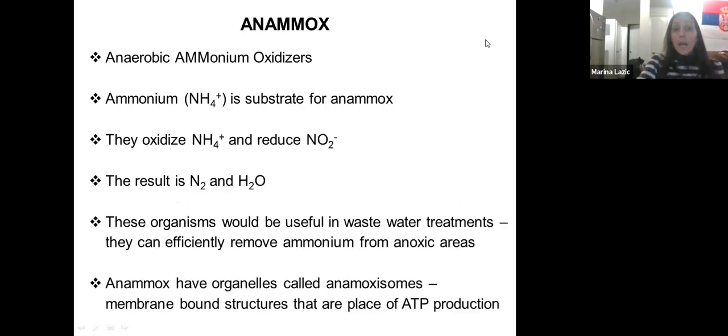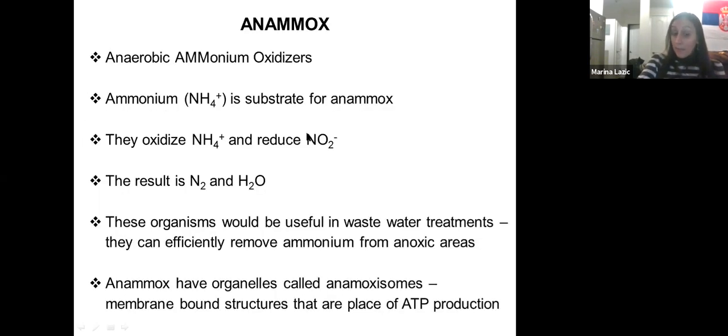Special organisms, anammox bacteria, we already mentioned them, but here in a little more detail. They do anaerobic ammonium oxidation. For them, the substrate is not ammonia, it's ammonium, the ionic form. At the same time, when they oxidize ammonium, they reduce NO2 minus. And as a result, we get dinitrogen and water. They would be really useful in wastewater treatment because they can efficiently remove ammonium from anoxic areas.